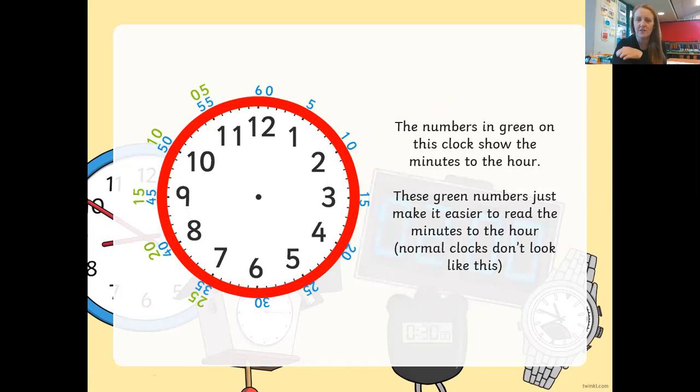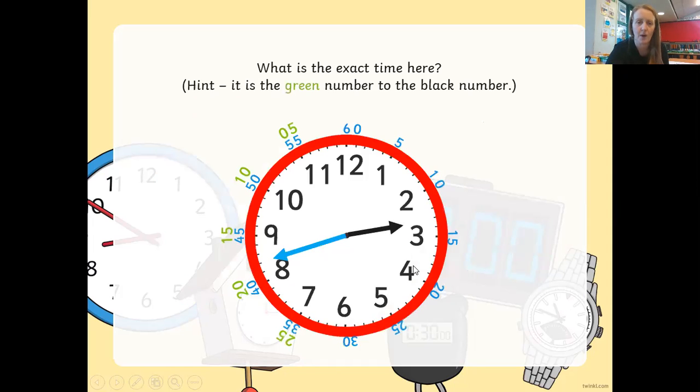So the numbers in green on this clock show the minutes to the hour. These green numbers just make it easier to read the minutes to the hour, and normal clocks don't look like this. So these green numbers are not on normal clocks. But it's just like I said to you, working backwards, you can count in 5s backwards round the clock to give you your answers to the hour.